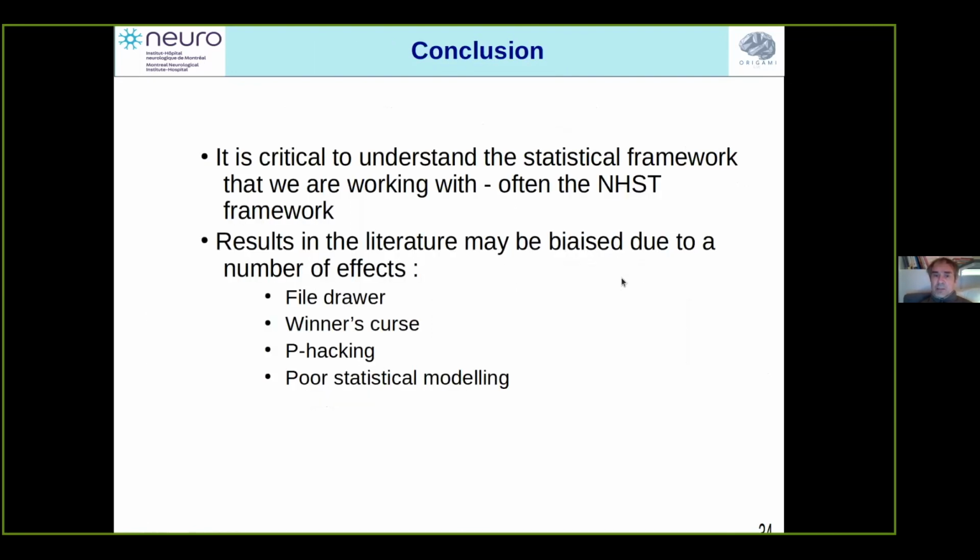I think that's it. So it is critical to understand the statistical framework that we are usually working with and its limitations. And I hope now you have some ideas of what the winner's curse is, the p-hacking problem, and possibly a problem of statistical modeling.